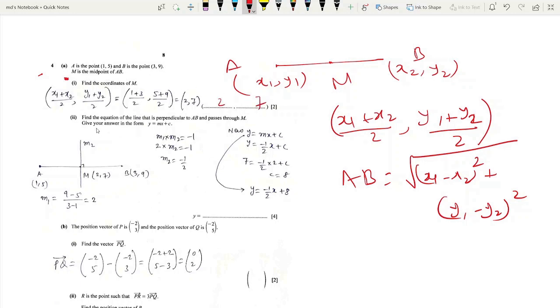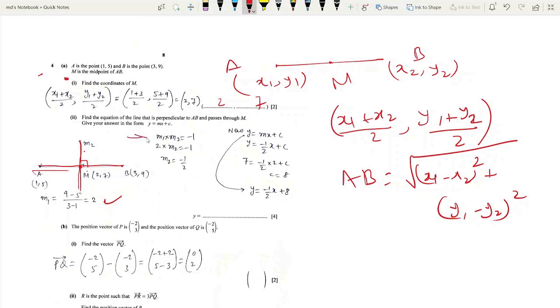Very simple. Find the equation of the line that is perpendicular to AB and passes through M. Okay, this is A, this is B, this is point M, this is the perpendicular line. So we have to find the equation of this perpendicular line, and on this perpendicular line we have one point, (2, 7). (2, 7) is the common point of line AB as well as the perpendicular line. So we have one piece of information, but we don't have the other, that is the gradient, right? How can we find the gradient? Let's understand. We can find the gradient of line AB by using the gradient formula y2 minus y1 over x2 minus x1. So 9 minus 5 over 3 minus 1. The gradient of AB is 2.